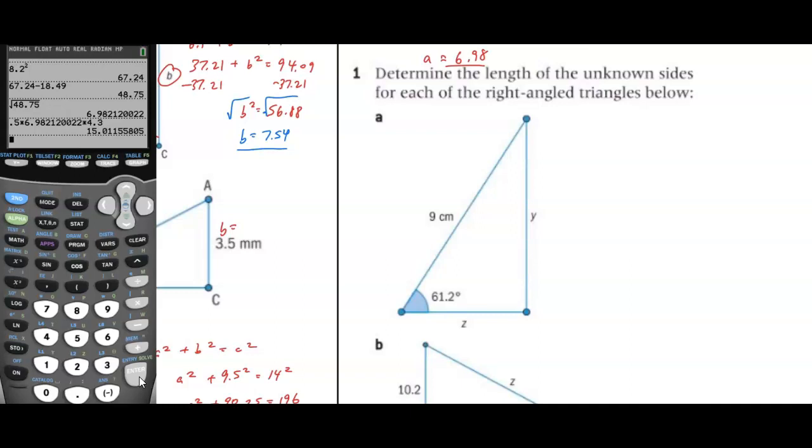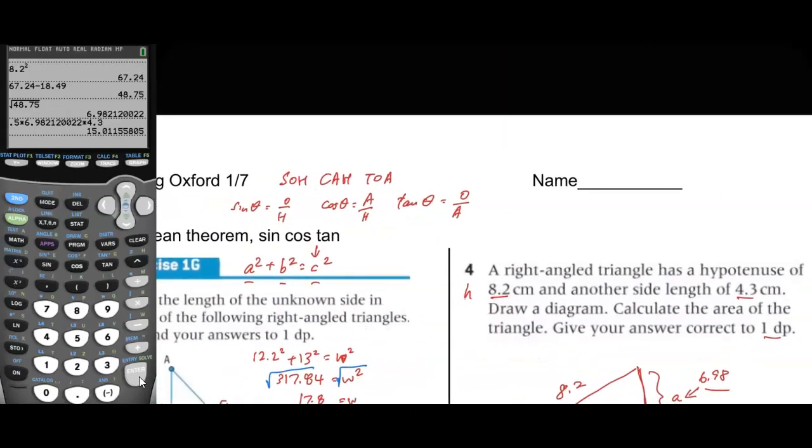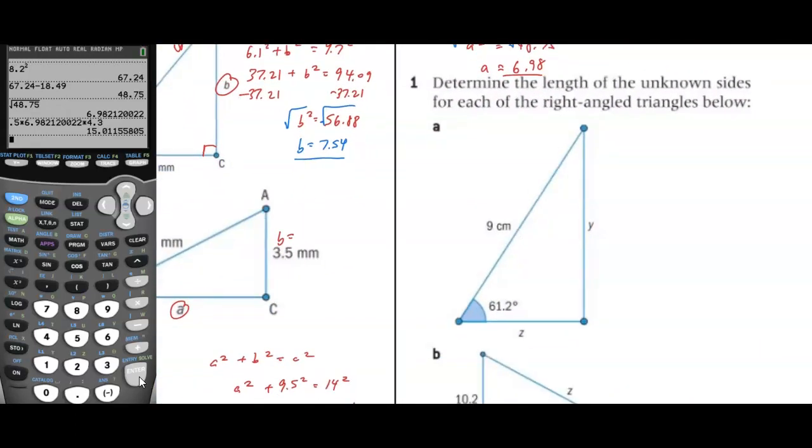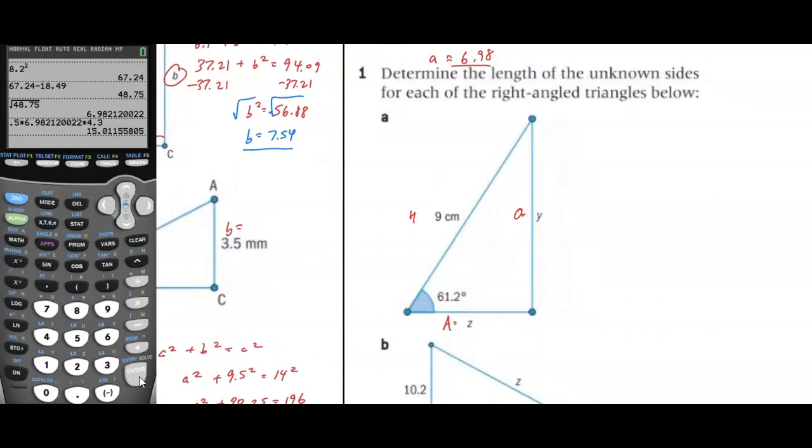Number 1, determine the length of the unknown sides for each of the right-angled triangles below. So now we're going to start using SOHCAHTOA. Which one are we going to use? This is the hypotenuse. The adjacent side is right next to the angle. And the opposite side is opposite from the angle. So we have the O, A, and H marked. The relationship that we want to use would be related to which ones we want to know. We know the angle, we know the hypotenuse, and we want to know both of the unknown sides. So let's find the opposite first.